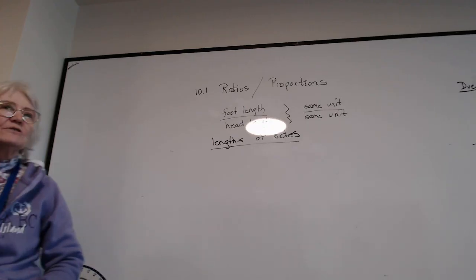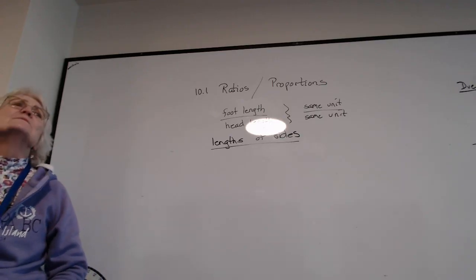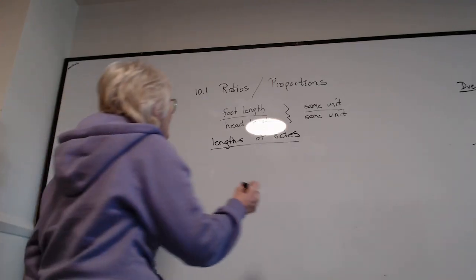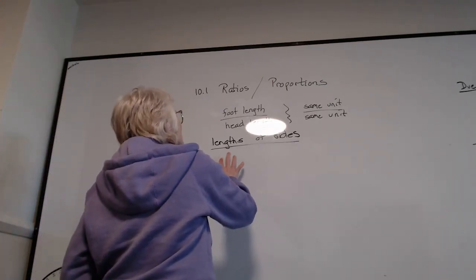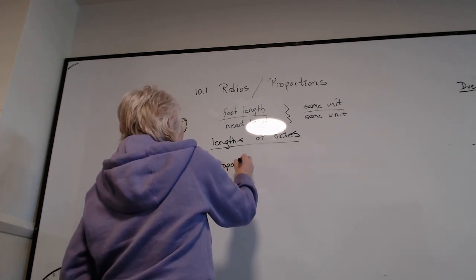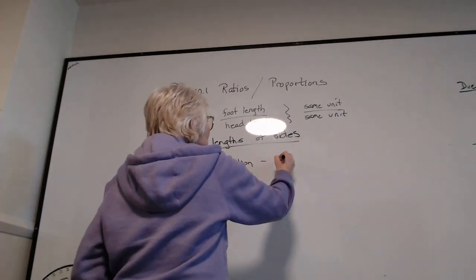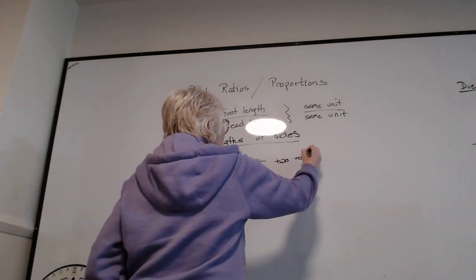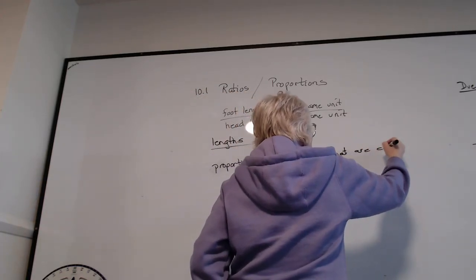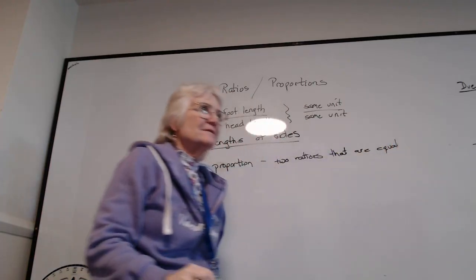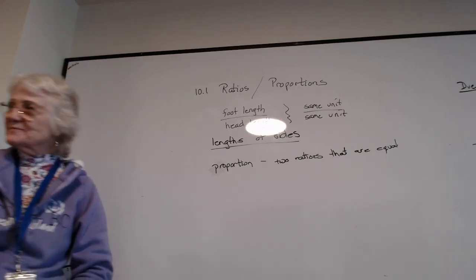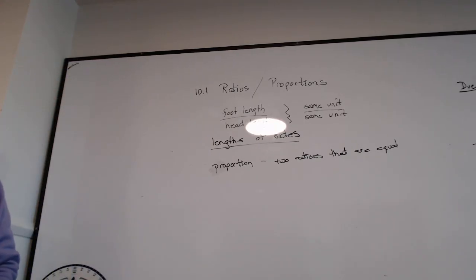So anyway, that's what a ratio is. Always you're comparing two similar things, okay? Two of the same unit, okay? A proportion, can't spell it, okay, proportion is basically two ratios that are equal. Okay. So get out some paper so you can take notes. We're doing 10-1. So a proportion is two ratios that are equal.